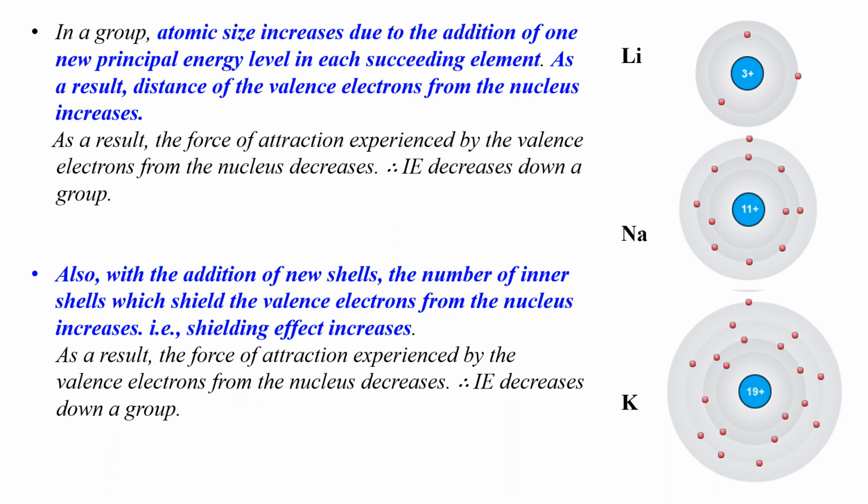We can see that the combined effect of increase in atomic size and screening effect is greater than the effect of nuclear charge when we study the variation of ionization enthalpy within a group. As a result, the valence electrons are less firmly held by the nucleus, and hence the value of ionization enthalpy gradually decreases as we move down a group.